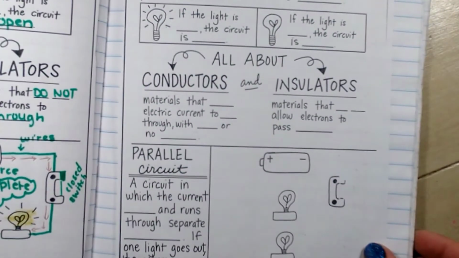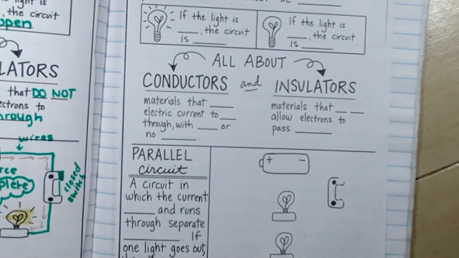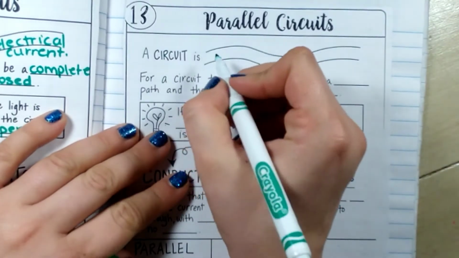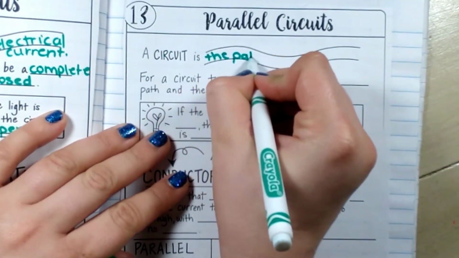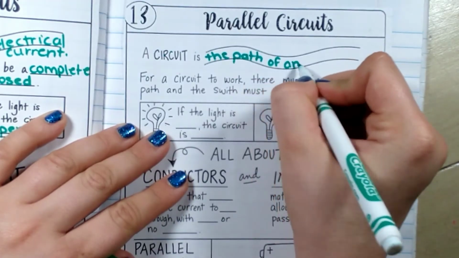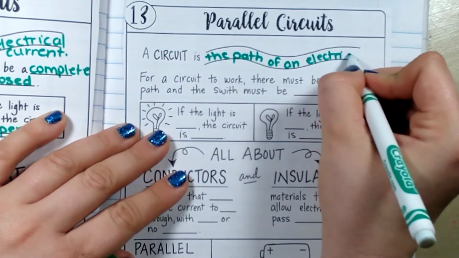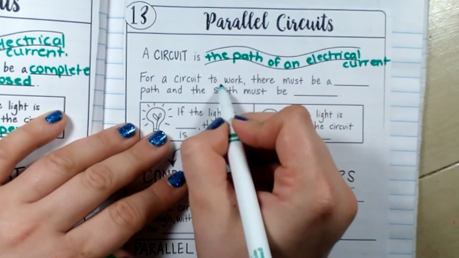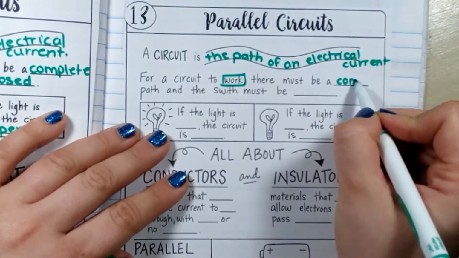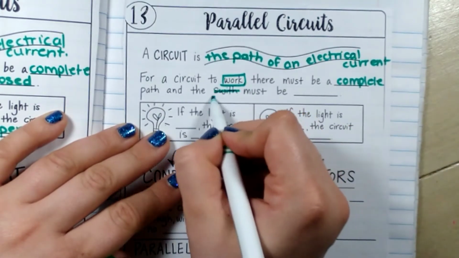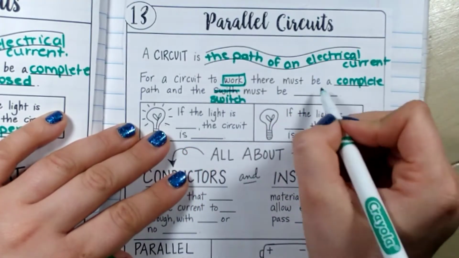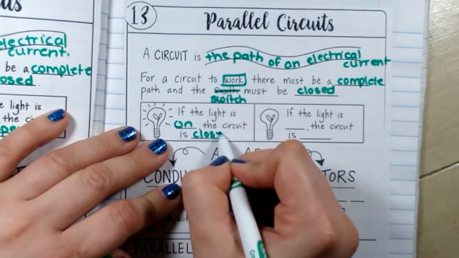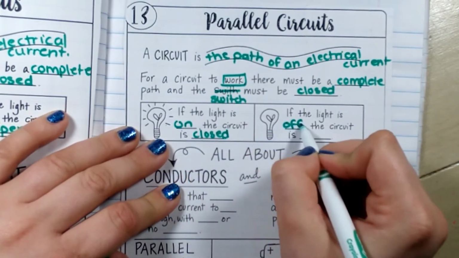Now I'm going to do parallel circuits. Again, we're going to repeat. A circuit is the path of an electrical current. For a circuit to work, there must be a complete path and the switch, which is spelled wrong, must be closed. If the light is on, the circuit is closed. If the light is off, the circuit is open.